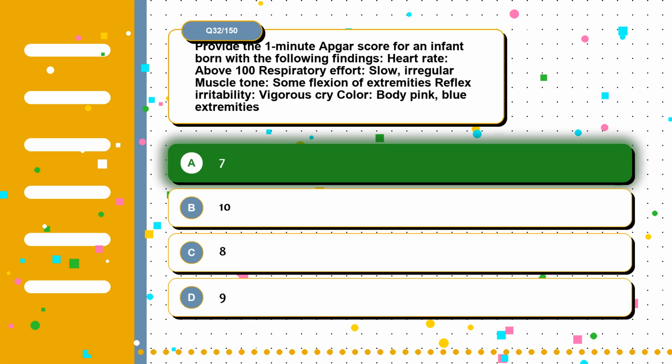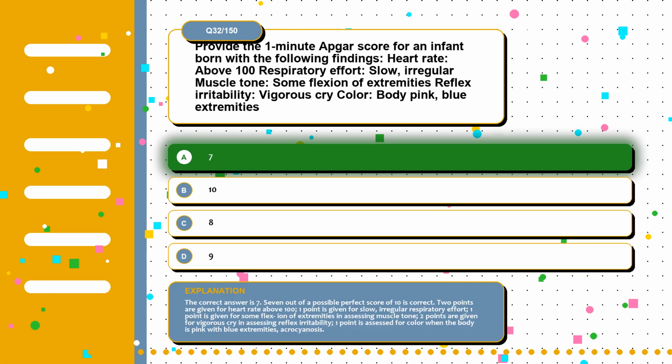The correct answer is option A, 7. 7 out of a possible perfect score of 10 is correct. 2 points are given for heart rate above 100. 1 point is given for slow, irregular respiratory effort. 1 point is given for some flexion of extremities in assessing muscle tone. 2 points are given for vigorous cry in assessing reflex irritability. 1 point is assessed for color when the body is pink with blue extremities, acrocyanosis.